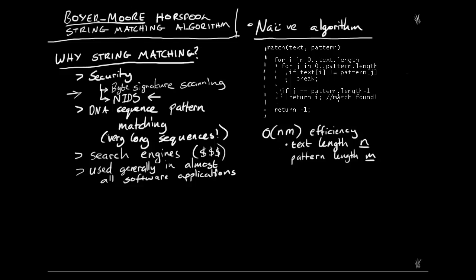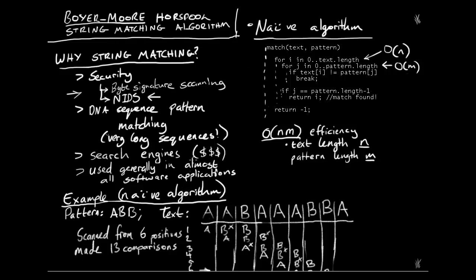So the naive algorithm for string matching, for searching for a pattern in some text, simply iterates through the text, character by character, and then at each character index, it compares the pattern to the text. You can see that I've written pseudocode here, and it's quite easy to calculate the efficiency of this algorithm. This loop over the text here is O(n), n being the text length, and this loop over the pattern length here is O(m), m being the pattern length. So it's quite simple to see that this naive algorithm is O(nm) efficiency.